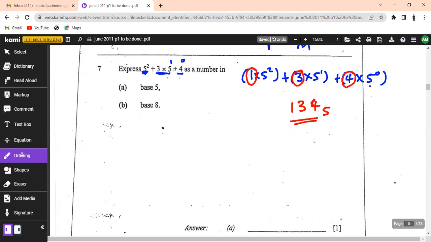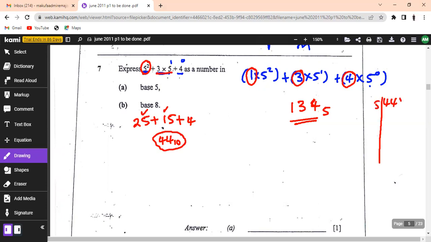So this time now for us to convert to base 8, definitely let us just convert to base 10. I think that's going to be easier for most of us. So we have to go back to base 10. 5 to the power of 2 here, that's 25 plus 3 times 5, which is 15 plus 4. So if we add 25 plus 15, that's 40 plus 4, which is 44 in base of 10. So that is what I'm saying. You could have done this, then you convert 44 to base 5. Okay, so you are going to obtain the same answer as this one.